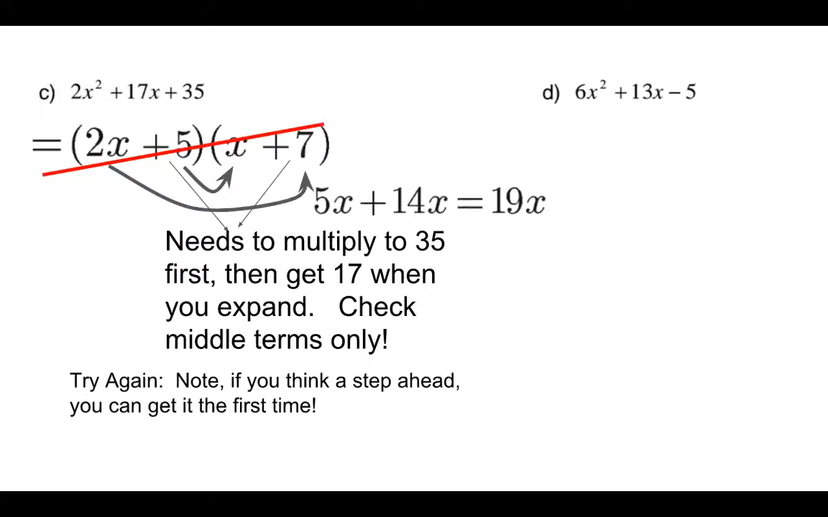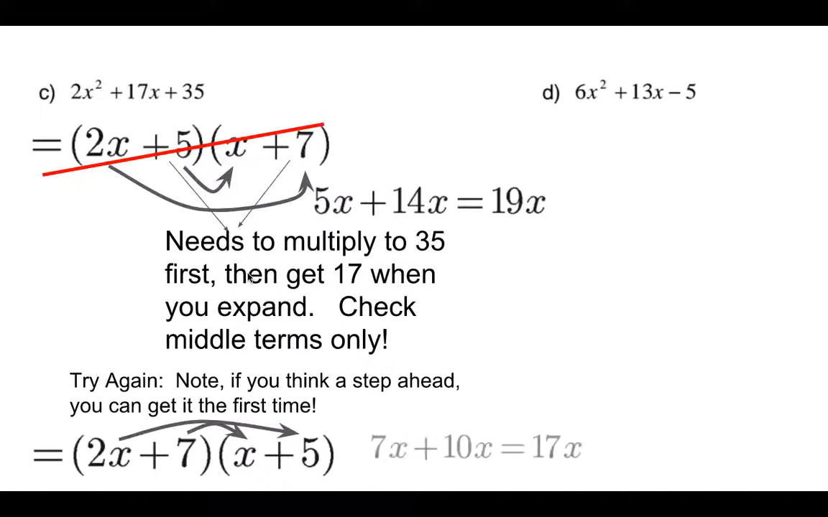And so then we try to think one step ahead and say, all right, I want to make sure I multiply the 5 by the 2 to get 10, and the 7 by the 1 to get another 7. And then when we expand it, we get the 17.